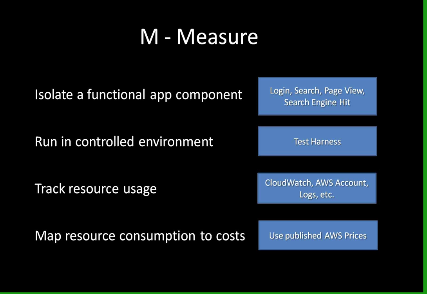As we do that, we're going to track the resource usage that's implied by that particular function. We can do that in a number of different ways. We can use Amazon CloudWatch. We can look at the metrics tabulated in the AWS account. We can look at various low-level server logs, and so forth. Again, once we have that raw data, we can map that resource consumption to costs, and we can do that using the published AWS prices.